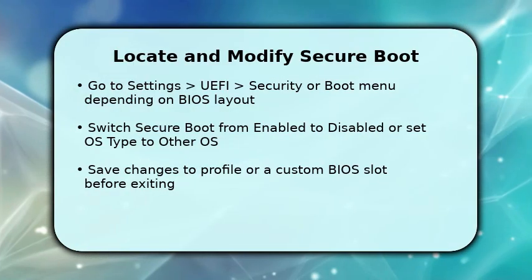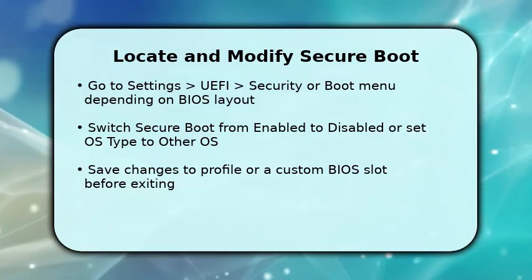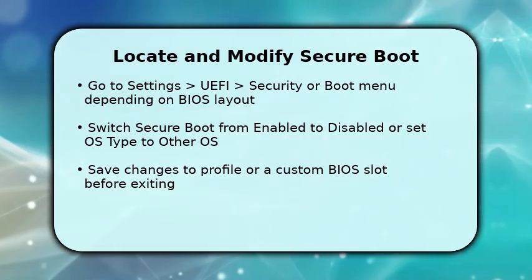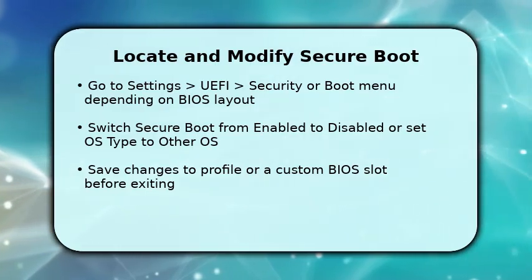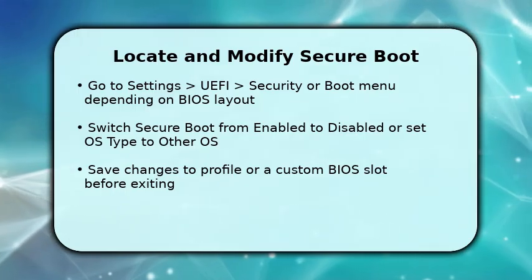You now navigate the UEFI menus. Look under Security, Boot, or Authentication for secure boot options. Once located, change Secure Boot from Enabled to Disabled or set OS type to Other OS if that option exists. This tells firmware to stop enforcing vendor keys.